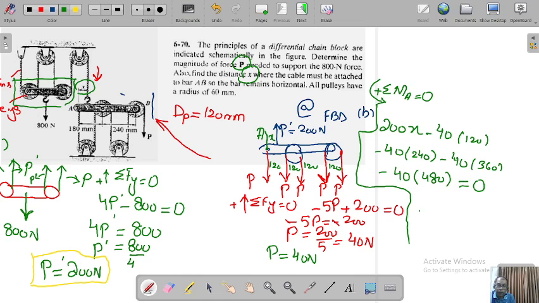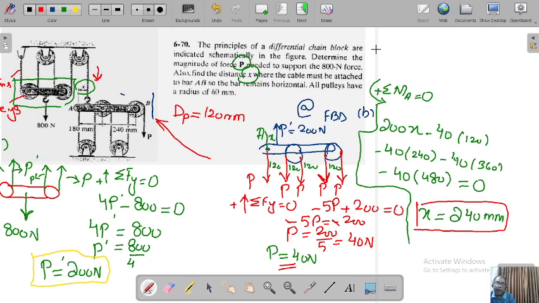From here, if you perform the calculation, you will get x equal to 240 mm. So you calculated what he asked in the question: you have calculated P and x. Another question: what mechanical advantage do you get from this type of machine?